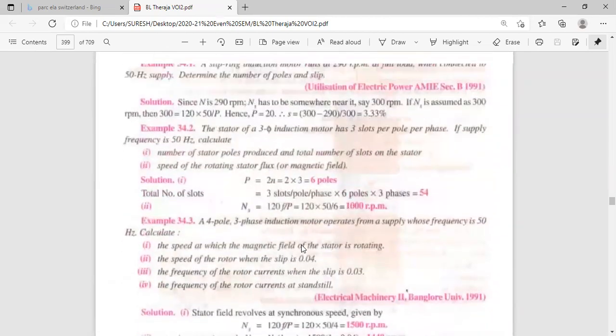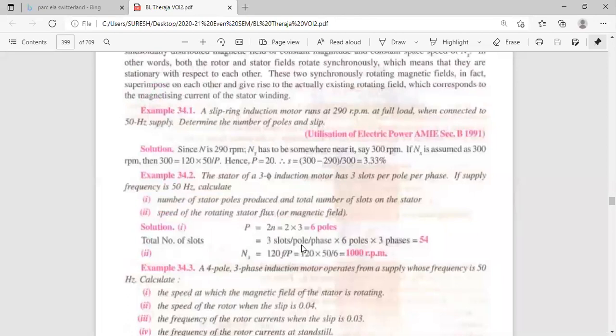Then we'll do one problem. See the first problem. A slip ring induction motor runs at 290 RPM. What is this 290 RPM, n or ns? It is n. This is n, when connected to a 50 Hz supply. F is 50. Write down.